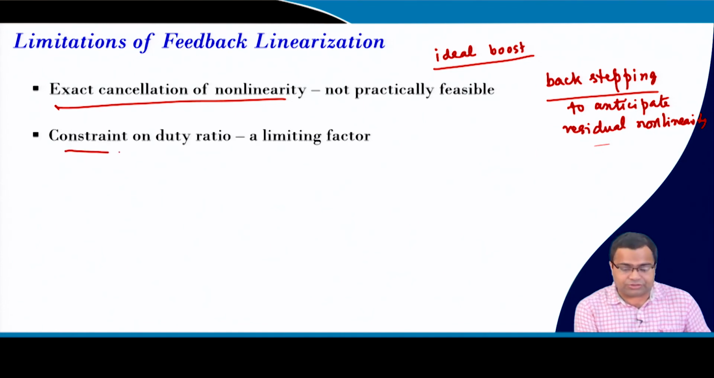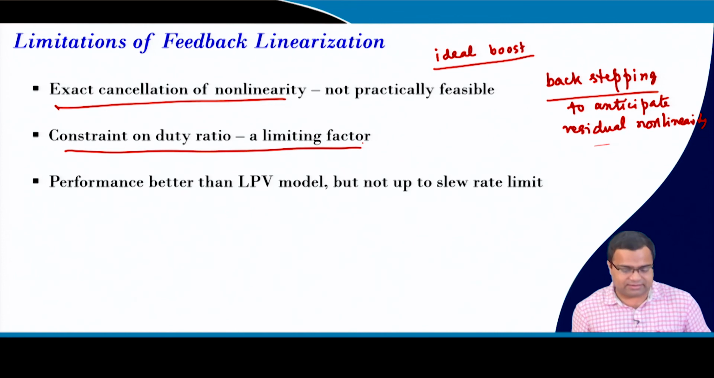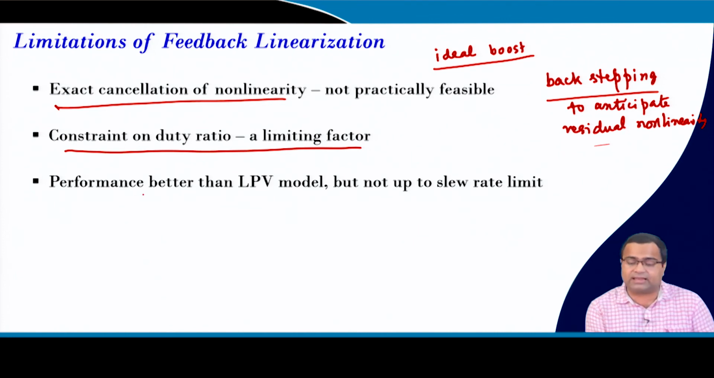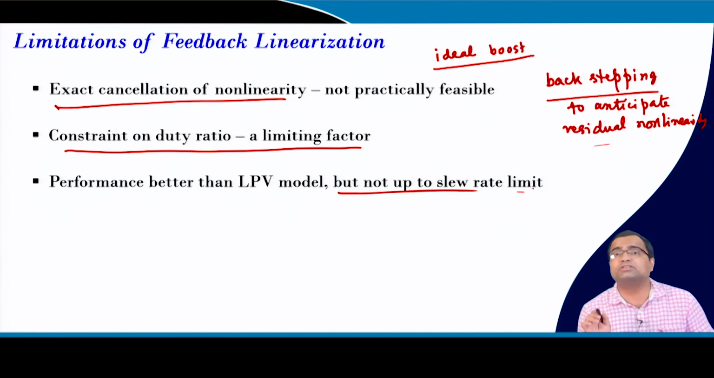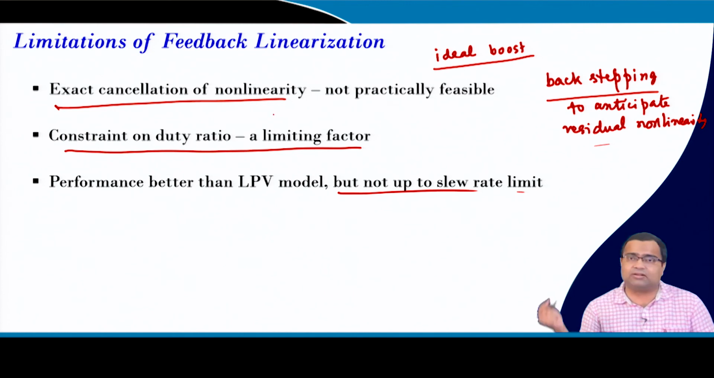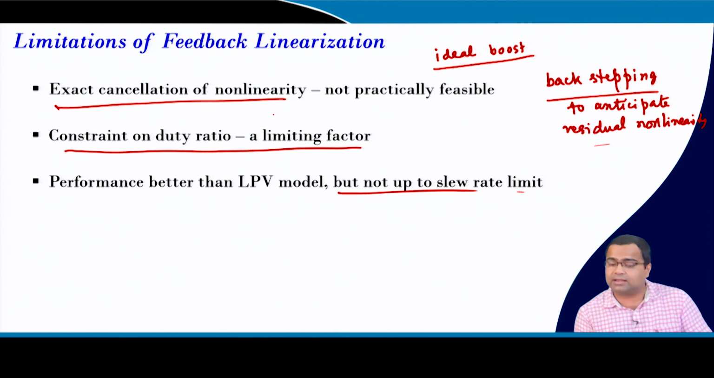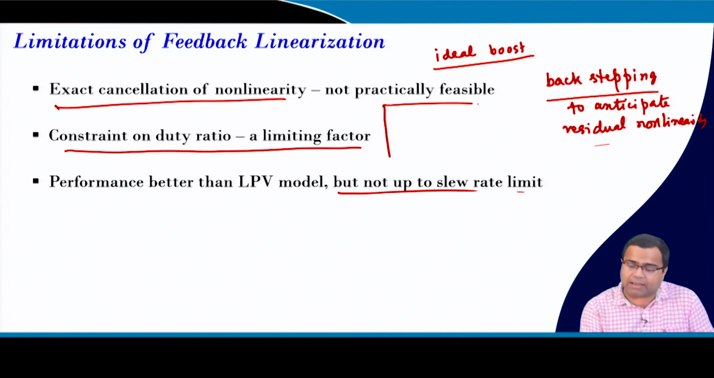Secondly, we have a constraint on the duty ratio, which is a limiting factor, and the performance is better than the LPV model, but not up to the slew rate limit. Another thing I can say, cancelling of the nonlinearity may not be a good idea; rather, keeping the nonlinear model and taking advantage of it may be the better idea. And this method comes from the concept of feedback linearization.